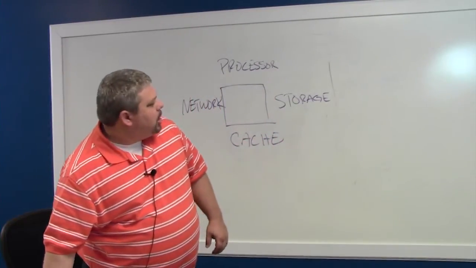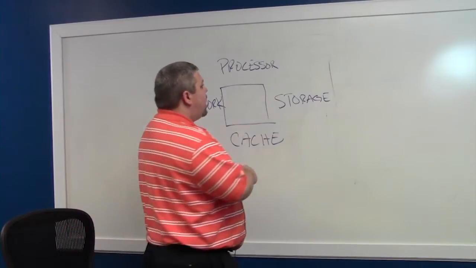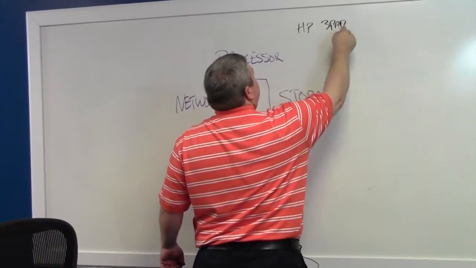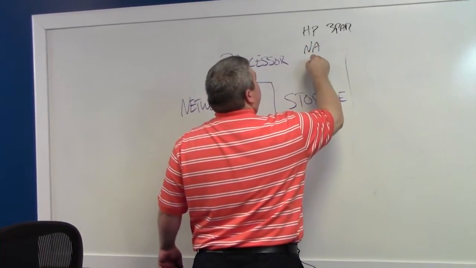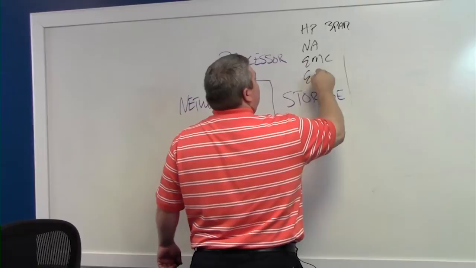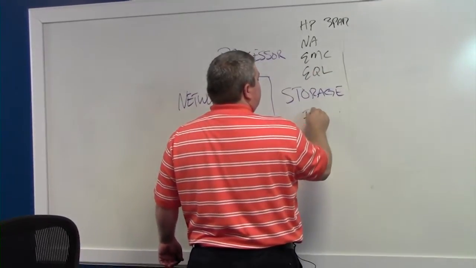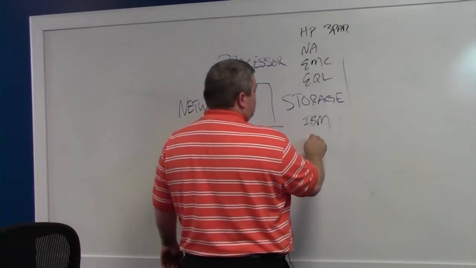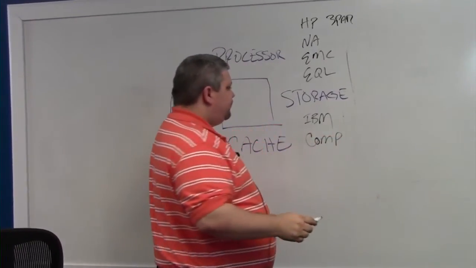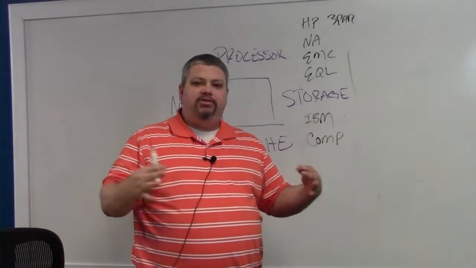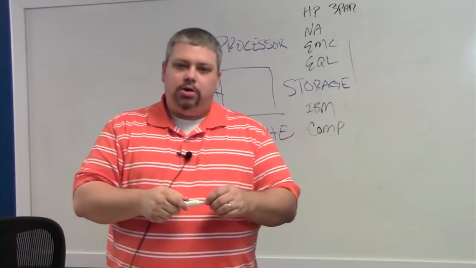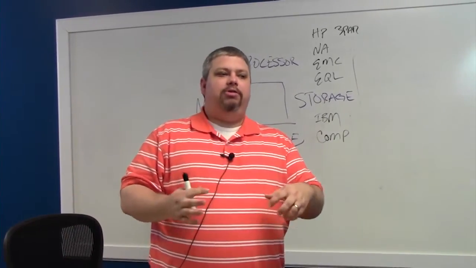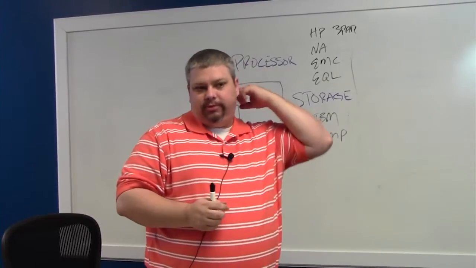So if we look at our major manufacturers, we've got HP 3PAR, we've got NetApp, we've got EMC, we've got EqualLogic, we've got IBM, and we've got Compellent. All of these have caching to some degree or another. And the question is, what kind of caching are they doing? And how does that caching affect your performance?